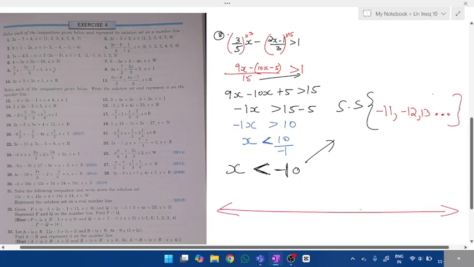See, you don't have to write all the negative numbers. Just 2 or 3 numbers is fine. Start from minus 10, minus 11, minus 12, minus 13, minus 14. On the right hand side, minus 9, minus 8. This is enough.